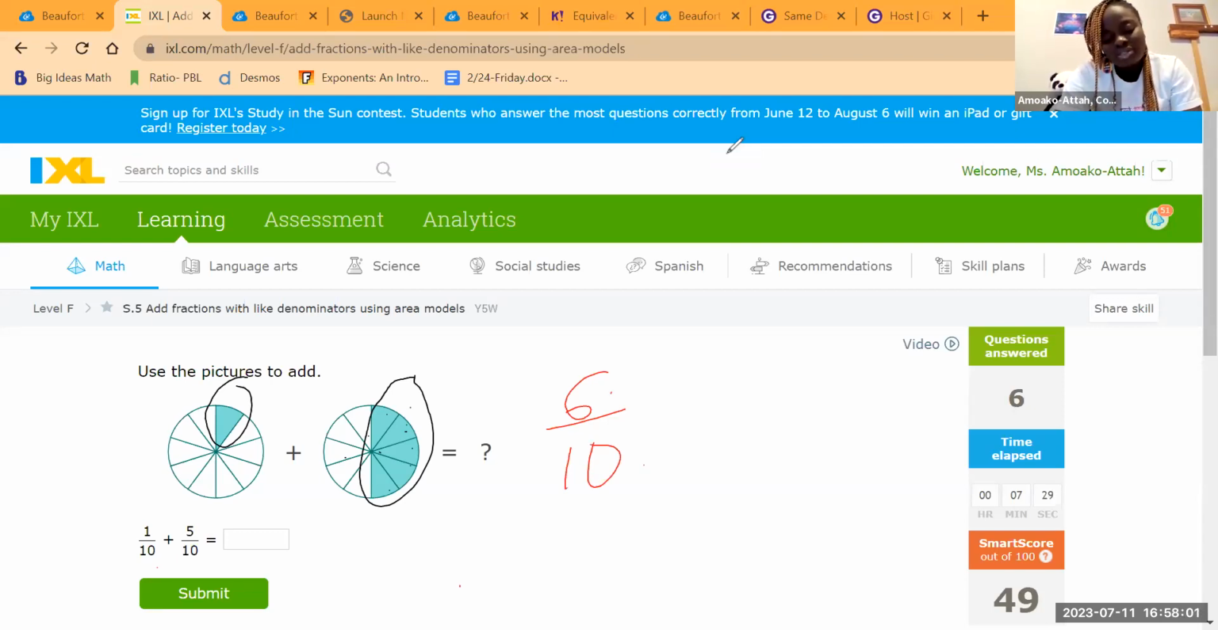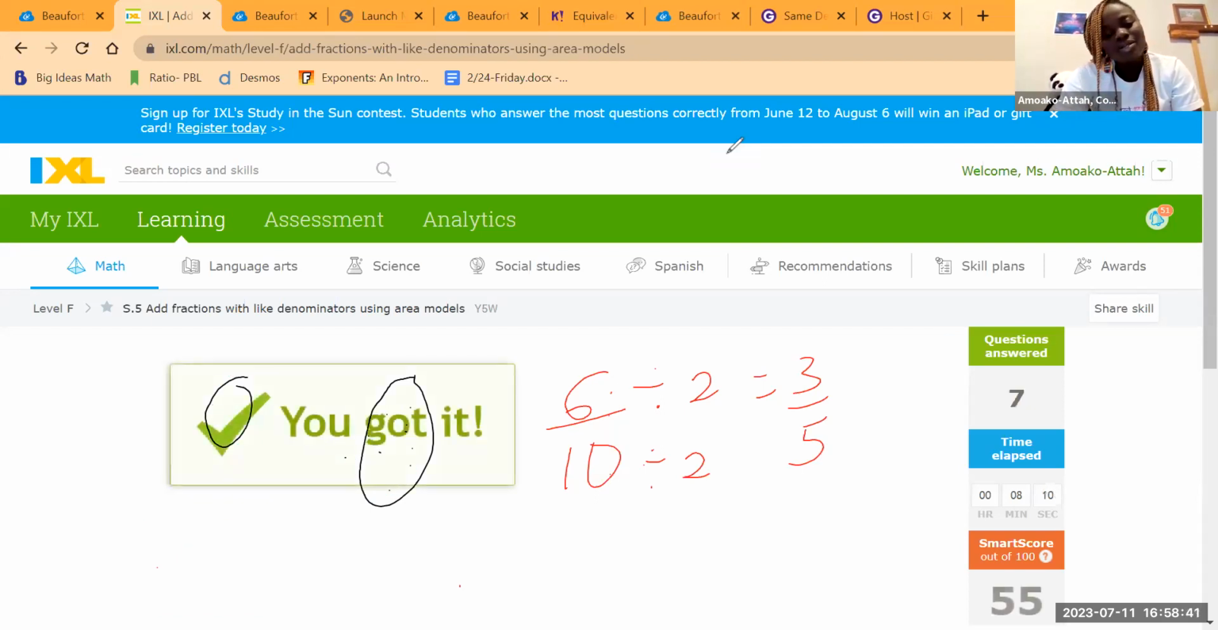Can we reduce this? Yes, we can reduce it to the simplest form by picking a common number that can go into 6. So we pick 2 because if you pick 3, 3 although can go into 6 but cannot go into 10, right? So it means we pick 2 because 2 can go into both the numerator and the denominator. All right. So you're getting 3 out of 5 as your final answer over here because that is the simplest form of it. You can't go further to reduce it again.